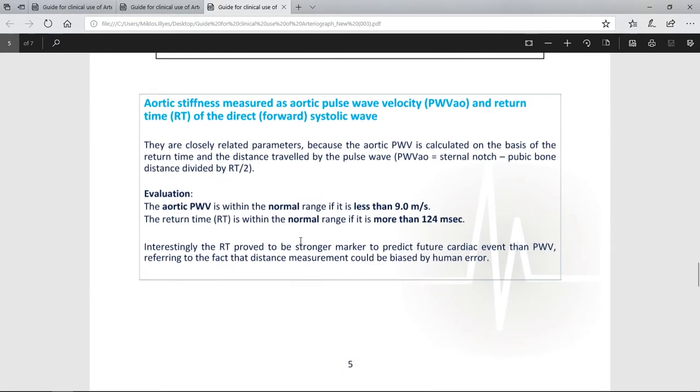The return time is as strong as or even stronger a marker to predict future cardiac events than PWV, referring to the fact that the distance measurement sometimes can cause human error bias. On the other hand, the conventional acceptance today is for the aortic pulse velocity. So today the return time is very seldom used in the scientific literature. For this reason, we also suggest to use the aortic pulse velocity in the description and the evaluation of the arterial stiffness report.